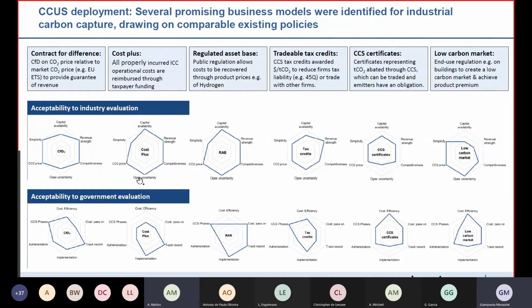How do you combine these two different pieces of information then? So broadly, we discussed them at a workshop with a number of public sector and private sector stakeholders.